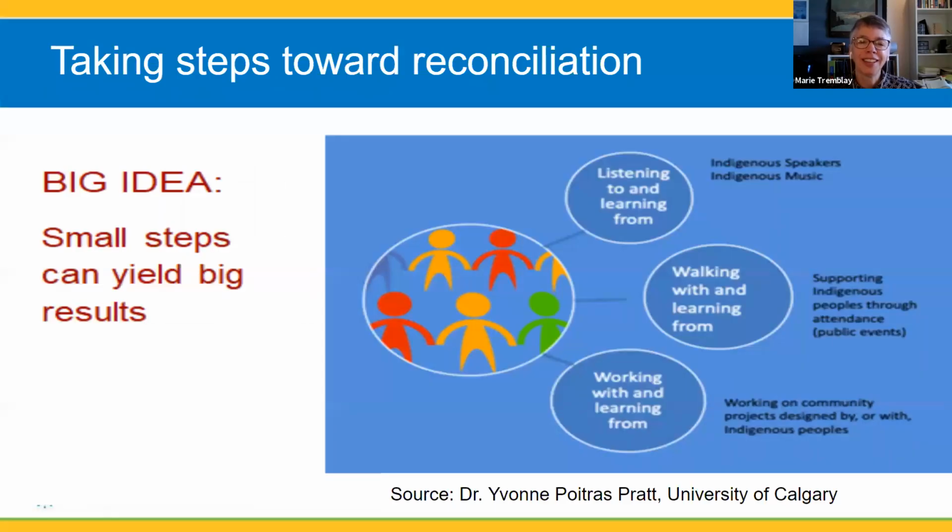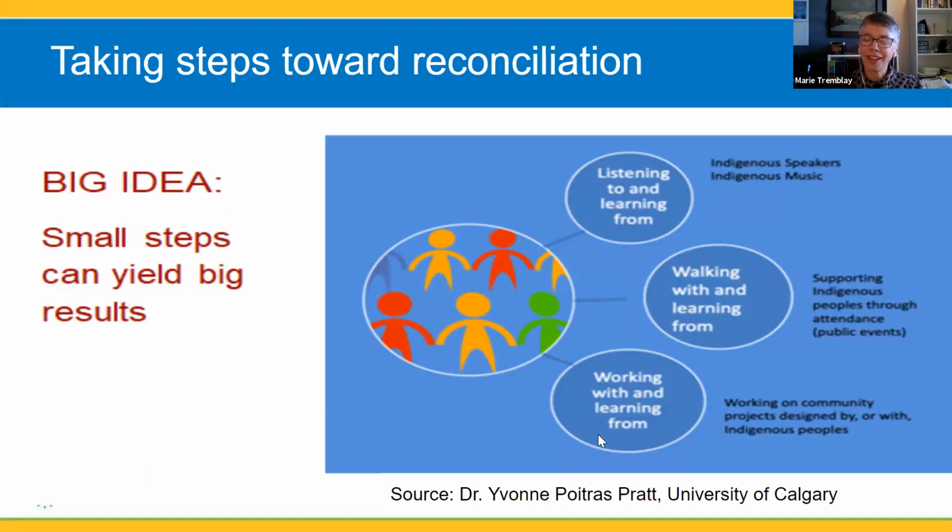And we have a slide here. Donna and I recently attended a presentation by Dr. Yvonne Pratt from the University of Calgary. And again, when we're talking about how do I get started, Dr. Pratt offered this framework that really shows 3 ways of getting started, and 3 approaches really for reconciliation and learning from each other. And the idea is there's really 3 levels there: listening to and learning from, and walking with and learning from, and working with and learning from.